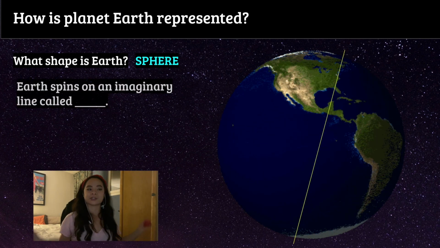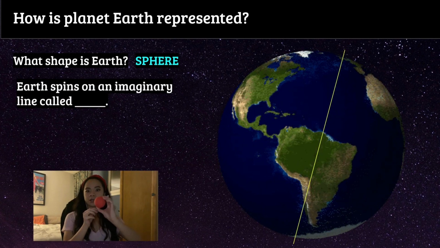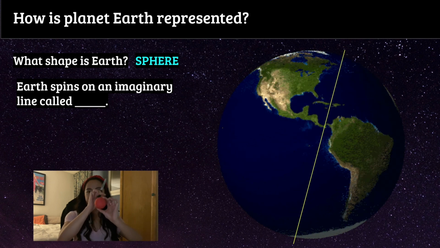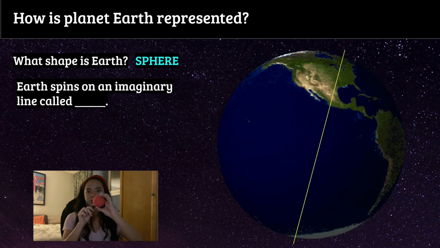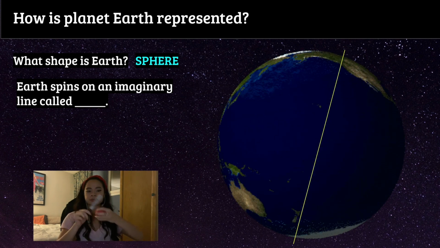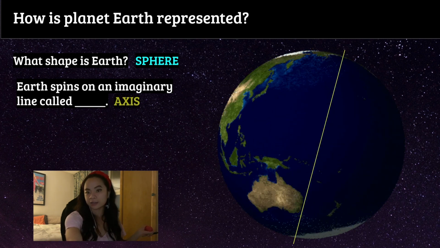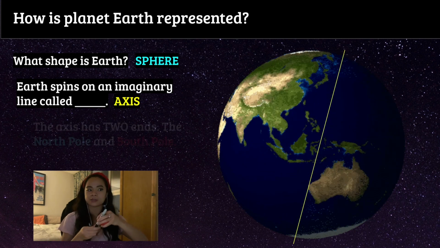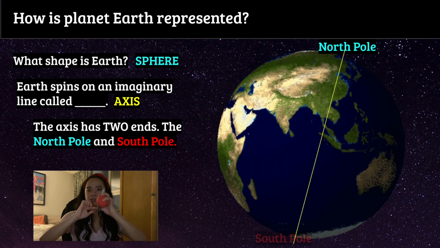Our class learns that Earth spins on an imaginary line going from top to bottom called what? Do you remember? Axis. The axis has two ends, the North Pole and South Pole.